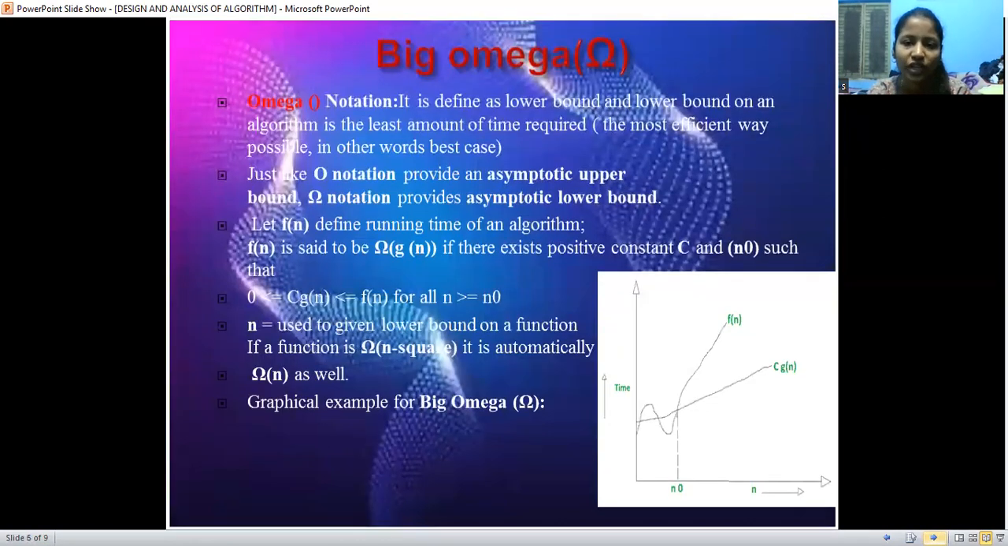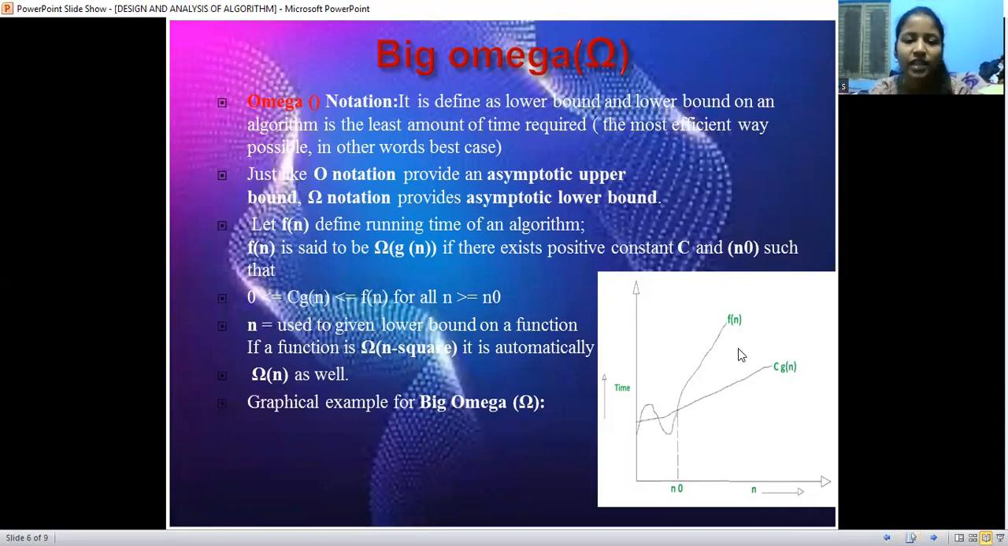What is omega notation? A lower bound on an algorithm is the least amount of time required, the most efficient way possible. In other words, the best case. Just like big O notation provides an asymptotic upper bound, omega notation provides an asymptotic lower bound.